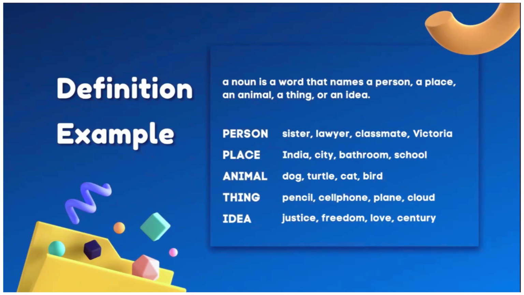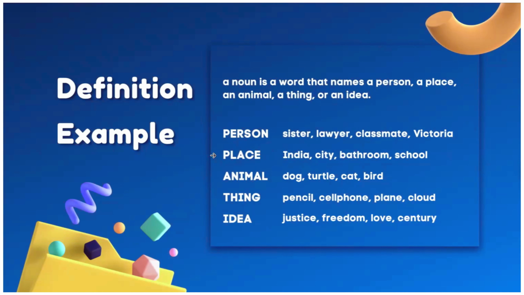Noun is just a word that names a person, a place, an animal, a thing, or an idea. Briefly, noun is a naming word. Let's observe some examples for person: sister, lawyer, classmate, Victoria.